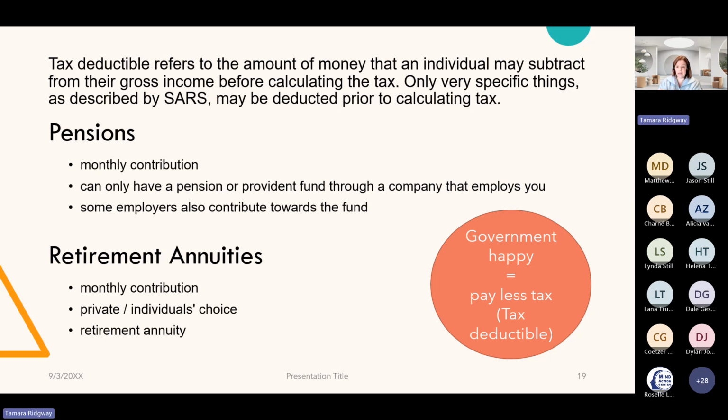The reason why the government is happy is that you are looking after yourself for the future. You are preparing for your retirement, and so they want to reward you for that, and so you pay less tax if you are contributing towards your retirement. So pension and retirement annuities are both monthly contributions.